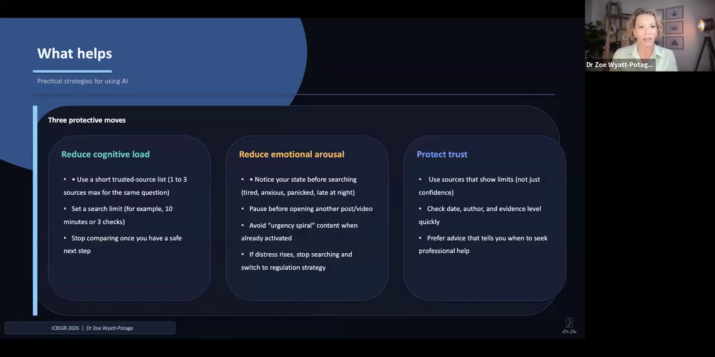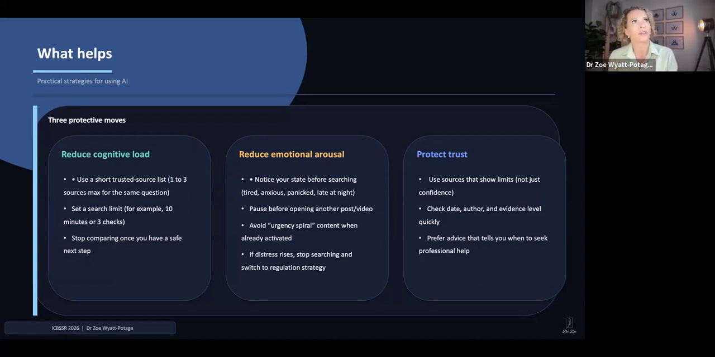So let's talk about what helps. Doing a review of your cognitive load and measuring that. So you might think, okay, this is the time frame that I'm going to allow. I'm not going to go down a rabbit hole, particularly if my emotional arousal has been activated, if I'm feeling more stressed, or if I feel like there's a sense of urgency, or I feel like I'm only getting one variety of content. Taking a step back and thinking about what are some of the guardrails that I can put in, and then protecting trust, looking at the reliable source.